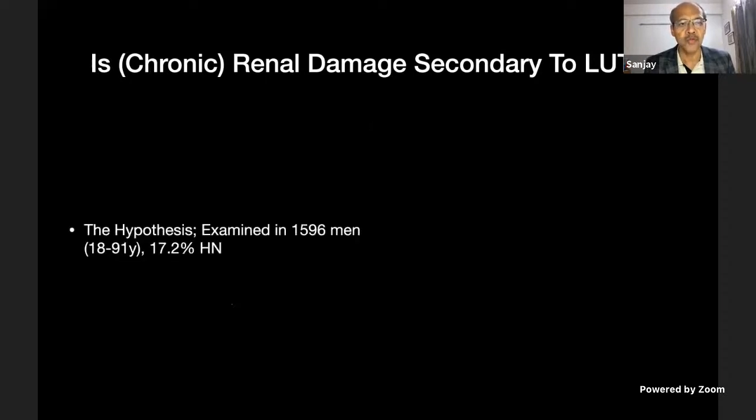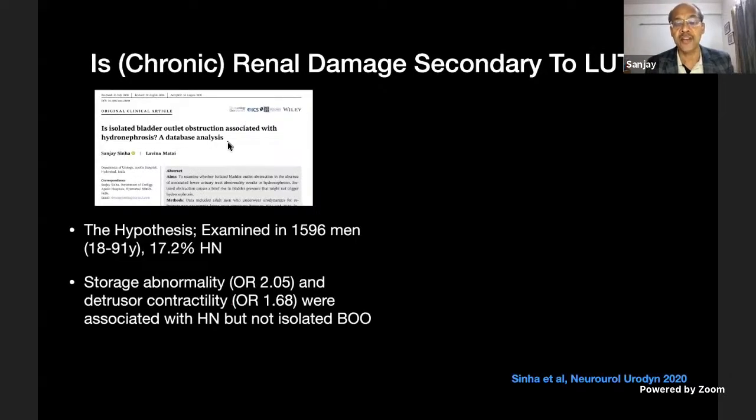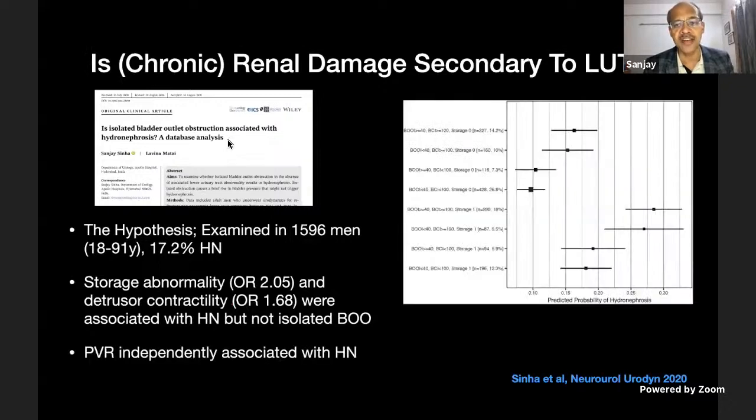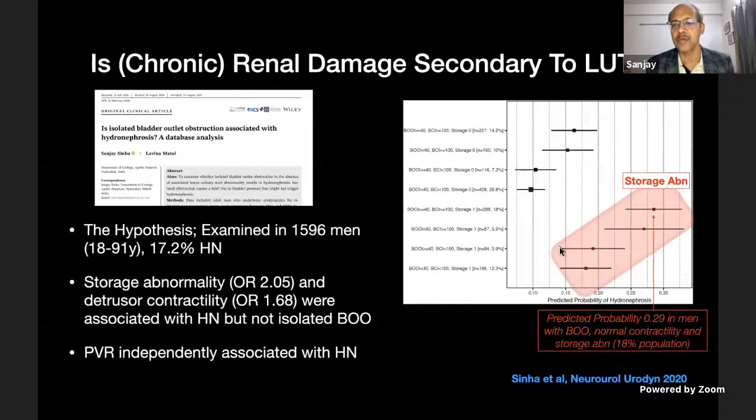But as I said, the important question is: is obstruction important or is storage important? And this is a question that we've tried to answer actually for the first time, surprisingly, because this is such a common issue in our wards, but somehow has not really been examined in literature before. And this is again from the same body of 1,596 patients, which we reported. And you can see these are 8 different categories of patients with storage and voiding problems. And these are the predicted probability of hydronephrosis.